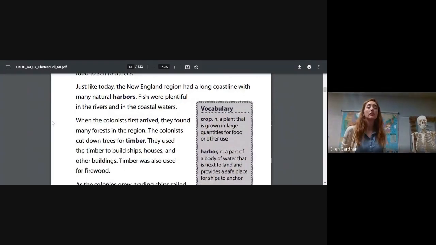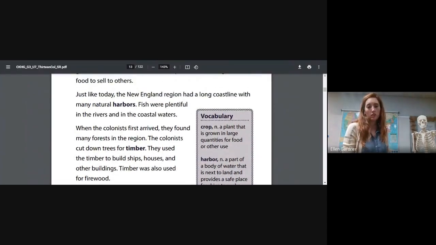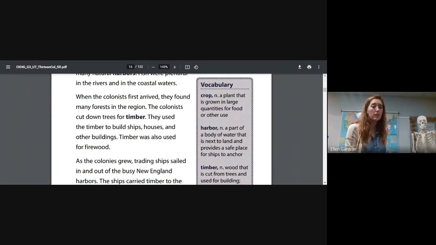Just like today, the New England region had a long coastline with many natural harbors, places for them to dock. As you can see here, a harbor is a part of a body of water that is next to land and provides a safe place for ships to anchor. Fish were plentiful in these waters and in the coastal waters. When the colonists first arrived, they found many forests in the region.